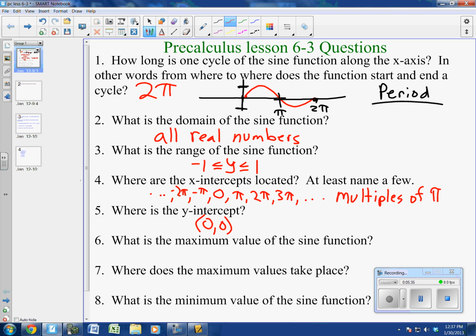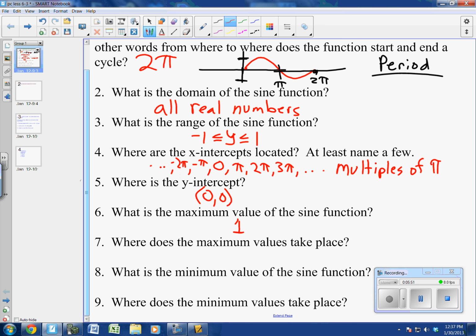Okay, number 6. What is the maximum value of the sine function? We kind of answered that when we answered, what is the range? It's 1, right? The highest, the biggest y value is going to be 1. What's the smallest y value? Okay, so wait, did I answer what is the maximum value? Oh, where does the maximum value take place? This is question number 7. Where is the y value 1?